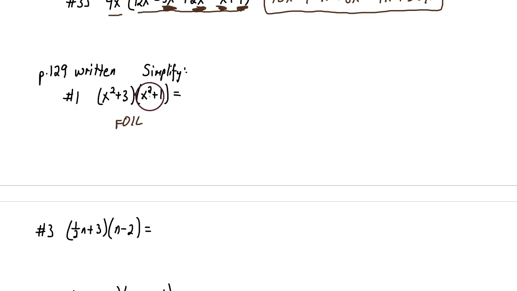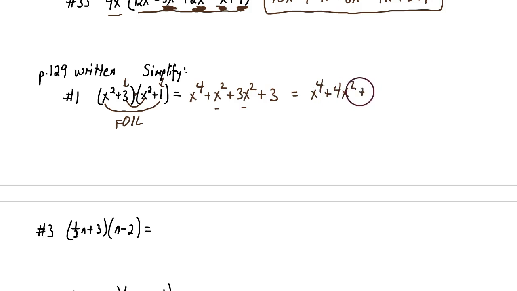X squared times x squared is x to the 4th power. Now our outer product, x squared times 1, that's positive x squared. Now our inner product, 3 times x squared, that's positive 3x squared. Now the letter L, meaning last. The last number here times the last number here. That makes positive 3. These are like terms, so they combine together. We get x to the 4th plus 4x squared plus 3.